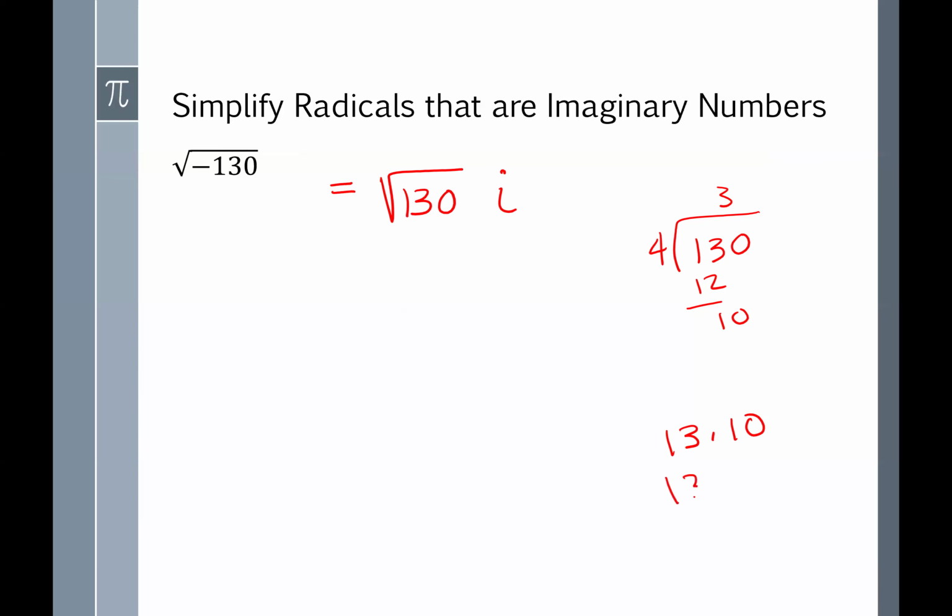So is it 13 times 2 times 5? There are no perfect squares there. So I think we're done. It's the square root of 130 times i. And typically, we write this as i square root 130.